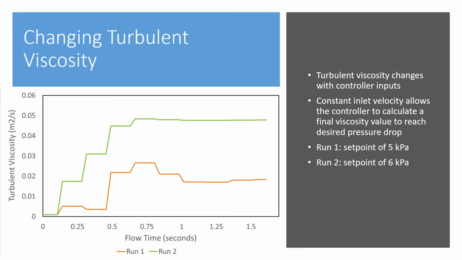As the plot shows, the turbulent viscosity was effectively altered through a series of calculations completed by the controller. The controller gathers data for a determined amount of time and then performs a calculation, resulting in the step response seen in the plot for both cases run.